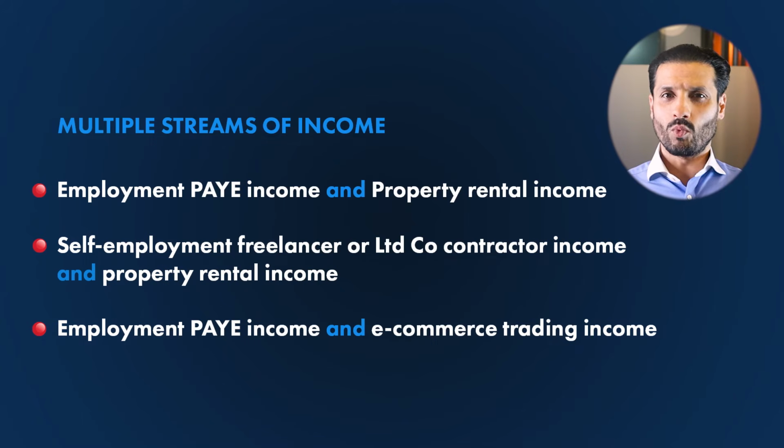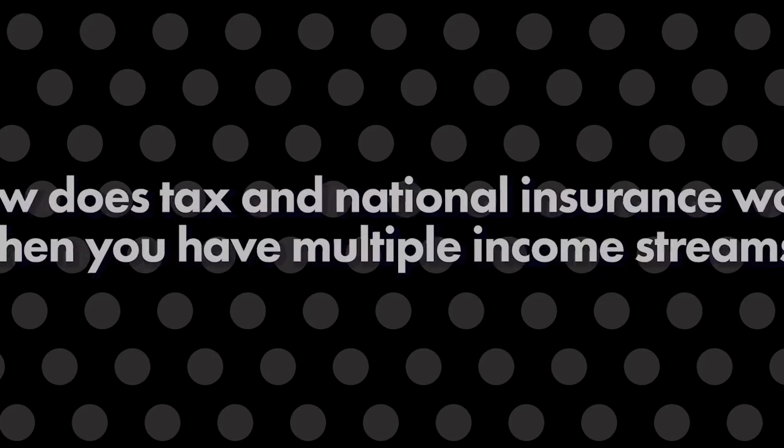But by far the most common combinations of income, or shall I say multiple streams of income, again in my experience, are as follows. Employment PAYE income and property rental income, self-employment freelancer or limited company contractor income and property rental income, and finally employment PAYE income and e-commerce trading income. Now, these are just 3 different combinations we have measured through our own client services, but these are by no means exhaustive. Let me know in the comments below what combinations of income you are earning at present.